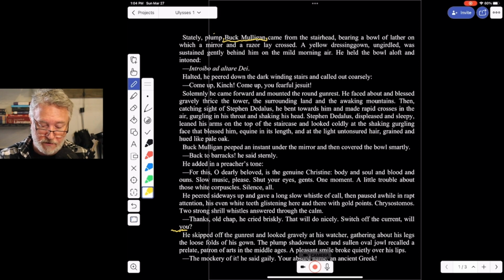Halted, he peered down the dark, winding stairs and called out coarsely, "Come up, Kench, come up, you fearful Jesuit."